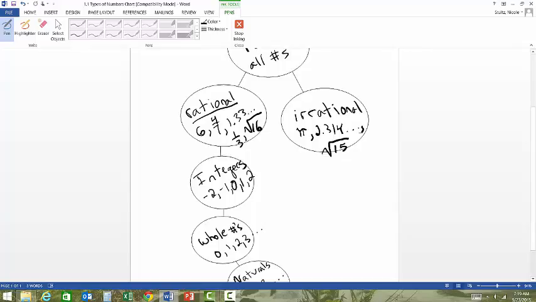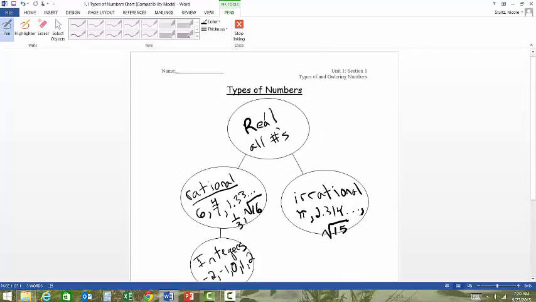All irrationals are reals, but not all reals are irrational. No whole numbers are irrational. No integers are irrational. All naturals are also integers. All naturals are also rational. So that's how we kind of want to read the chart. So you'll see on your homework tonight that you have some true and false questions that you have to answer, and use this chart to help you determine the answer.